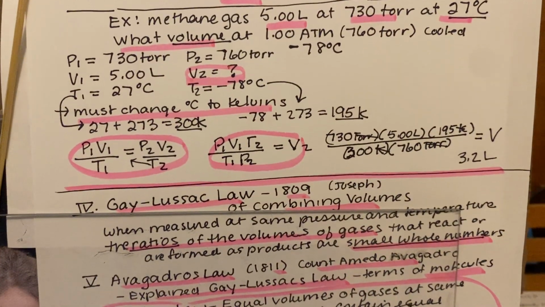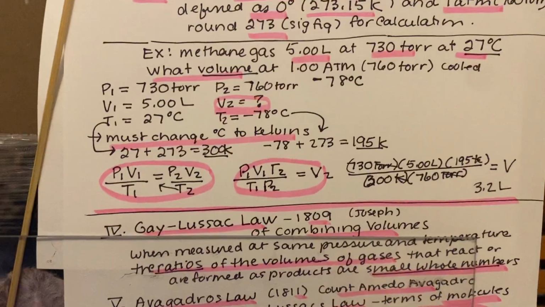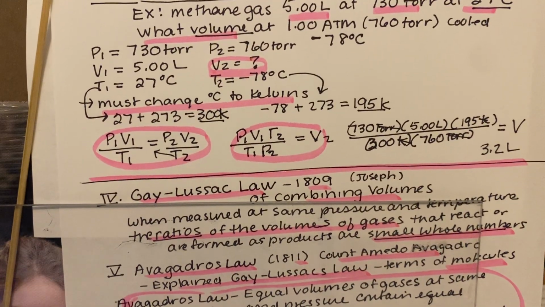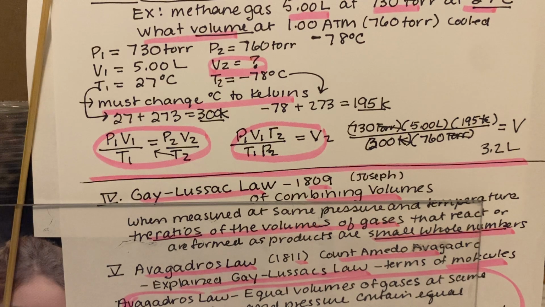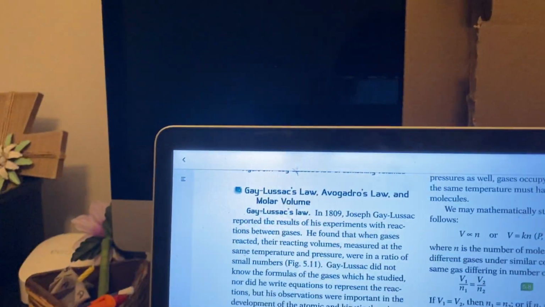Okay, let's go on to the next. Let's see where we're at. Okay, let's go down to the next. So in your book, going down to Gay-Lussac's law, and we'll find out what Gay-Lussac's law is. So we're going to talk about some laws. We're going to talk about Gay-Lussac's law and Avogadro's law and the molar volume at this point in this last section. So let's look in your book here.